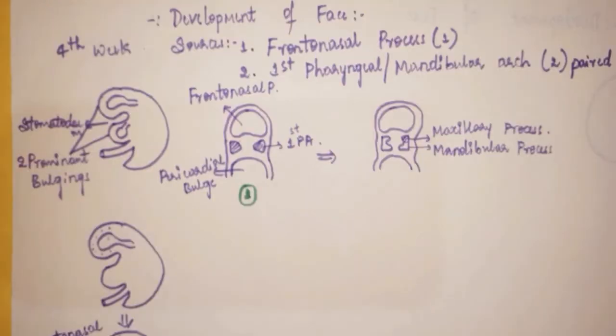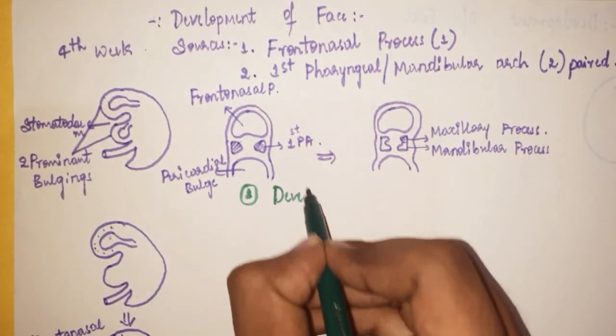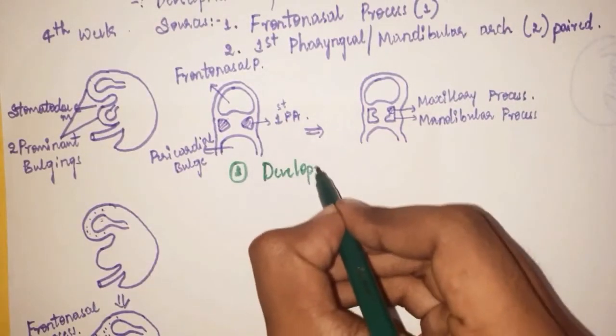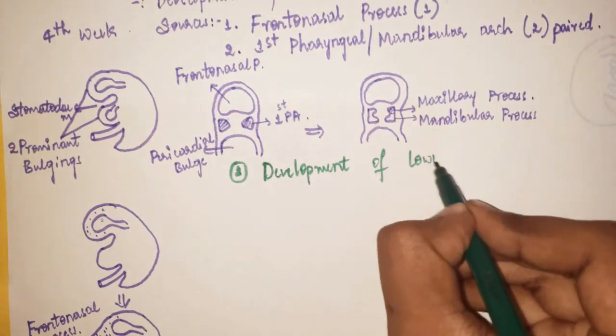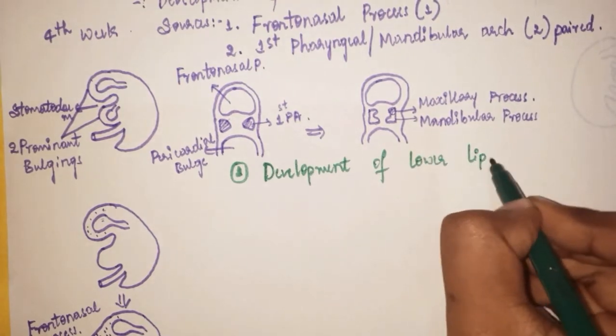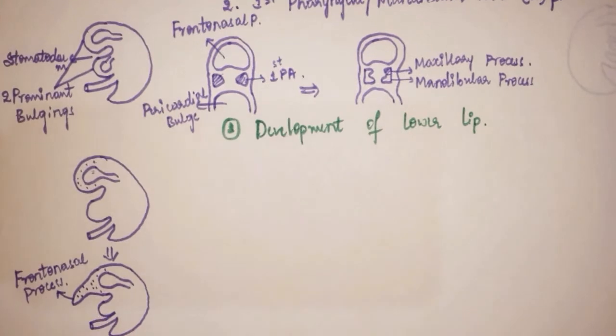In the development of the face, particularly I will discuss the development of the lower lip, the development of the upper lip, and the development of the palate. Development of the eye and ear are separate. So the first one is the development of the lower lip. I will discuss the whole thing in this front view. I will draw the diagram.